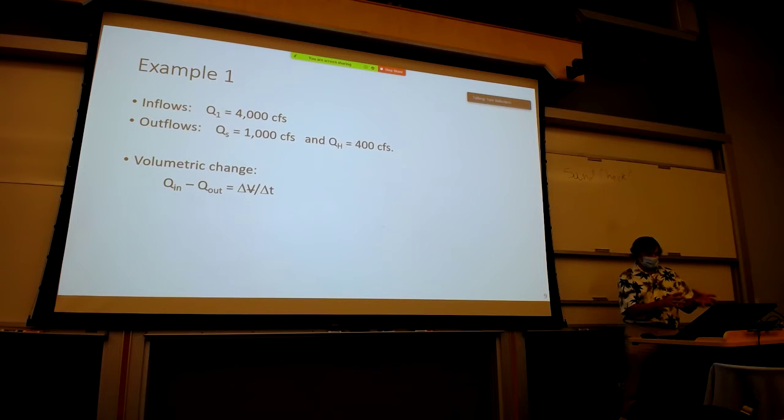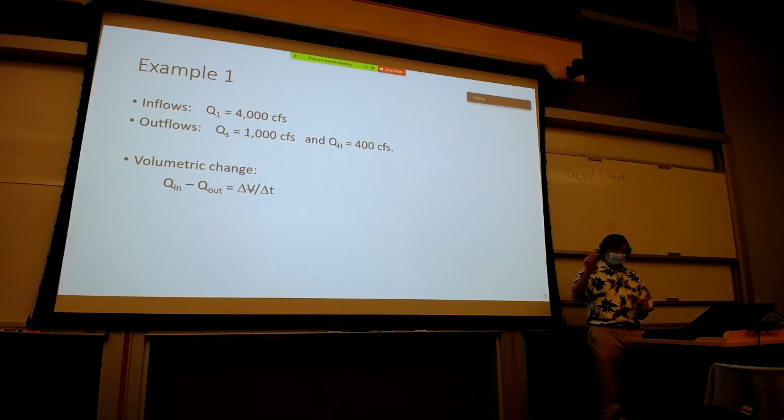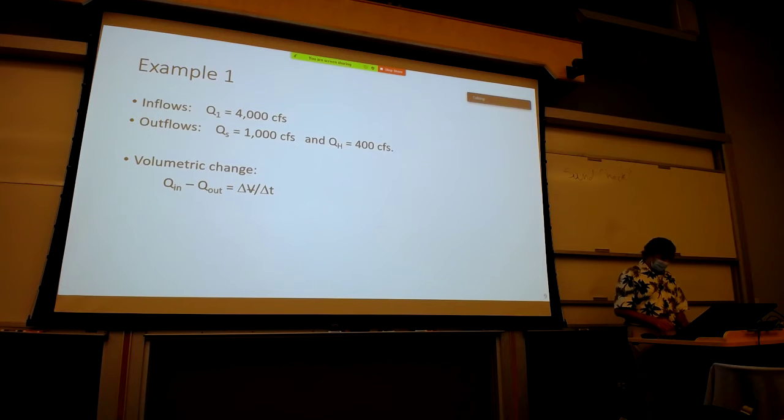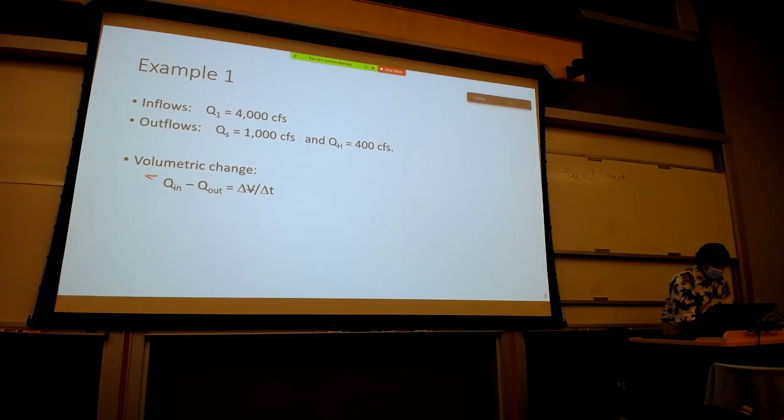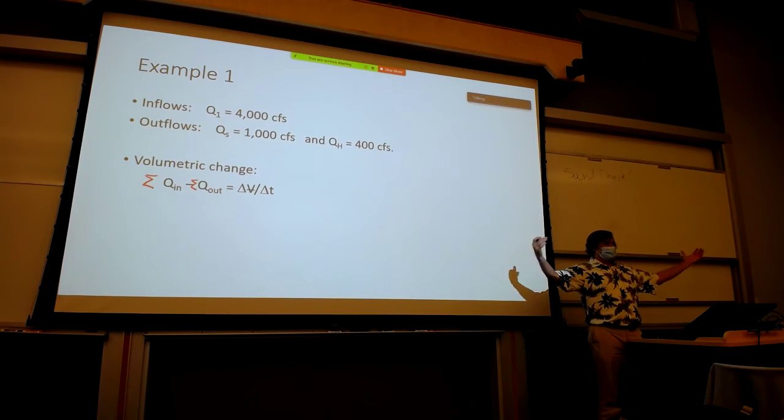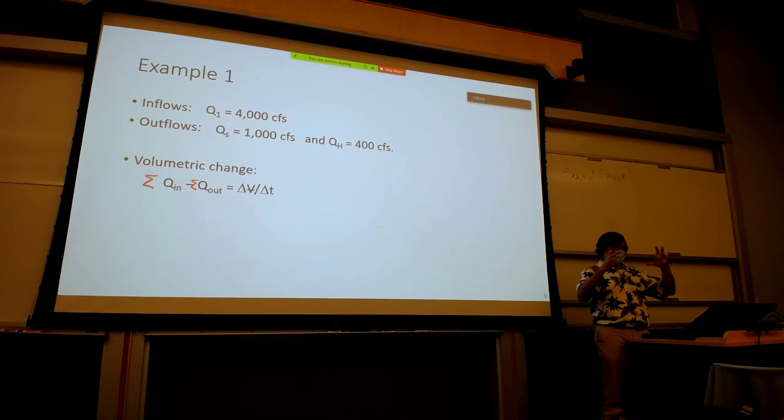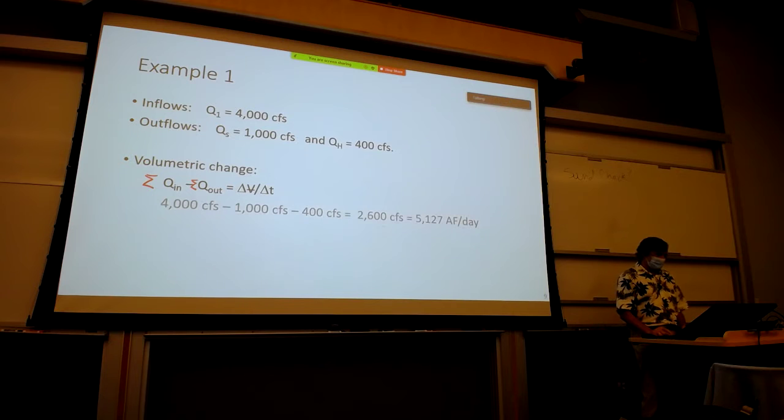And again, this is the equation I had on the previous page that I handwrote in the lower left-hand corner. And again, if you're looking at discrete locations, you could have multiple locations where everything's coming in. Q in represents all of the Q in, Q out represents all of the Q out. So we had 4,000 in, and then two locations of outflow, 1,000 cubic feet per second over the spillway, 400 through the hydropower turbine, and that would give us 2,600 cubic feet per second. That's the volumetric rate of change.